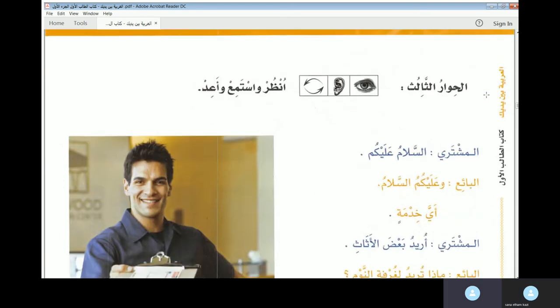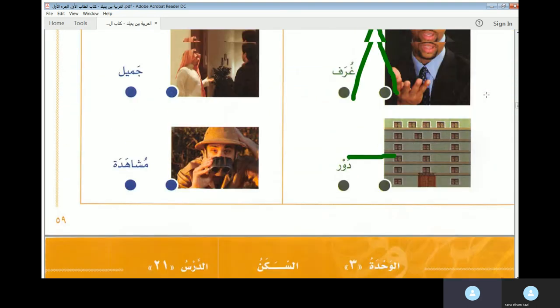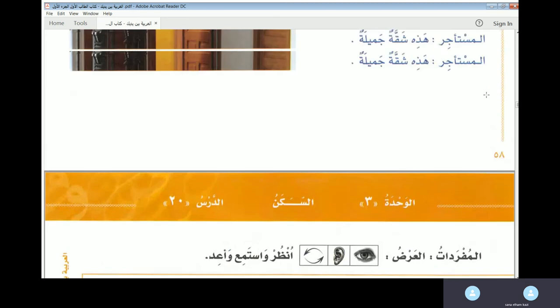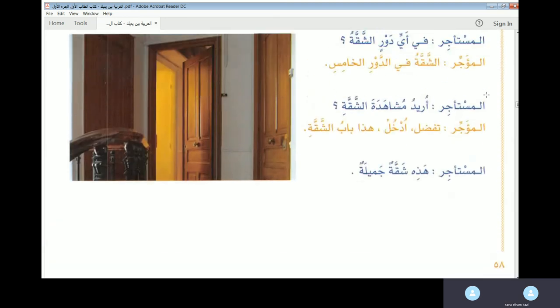Okay, then we have a third dialogue, but before that we will practice this old dialogue. Is look or see the same thing? Yes, look or see. Mushahida means to observe something in order to examine it. Unzur means just see, just look. But in mushahida we want him to look carefully to study something, to gather information about it. So unzur is like udkhul, right? Both are imperative. Unzur and udkhul. Imperative.